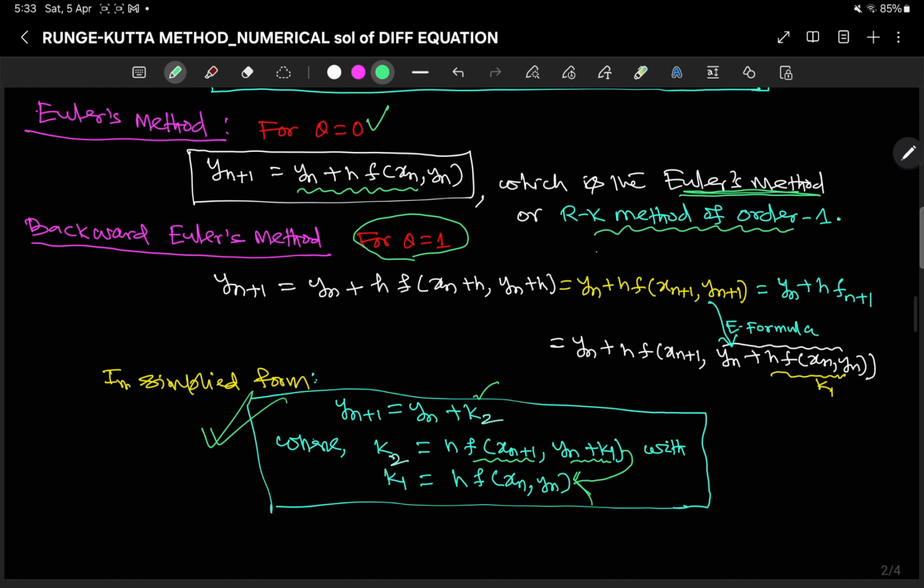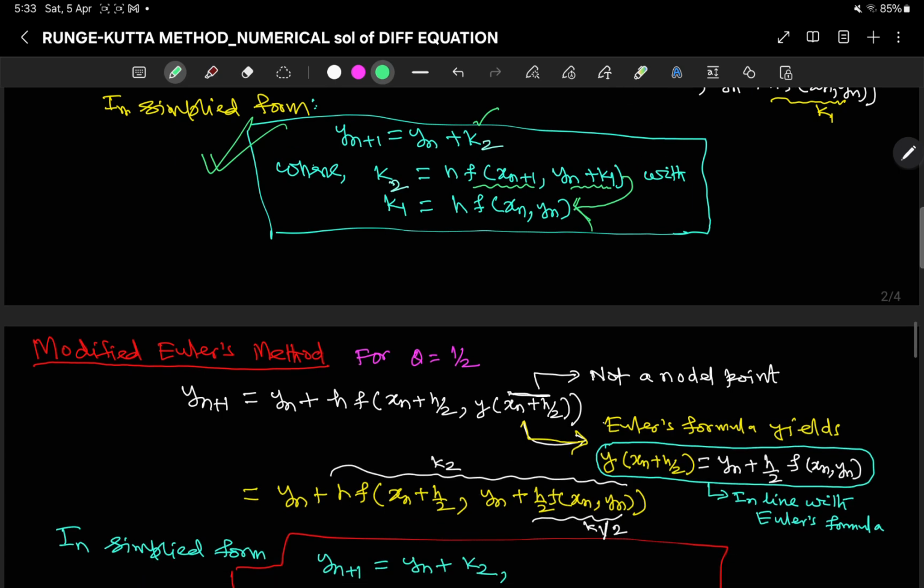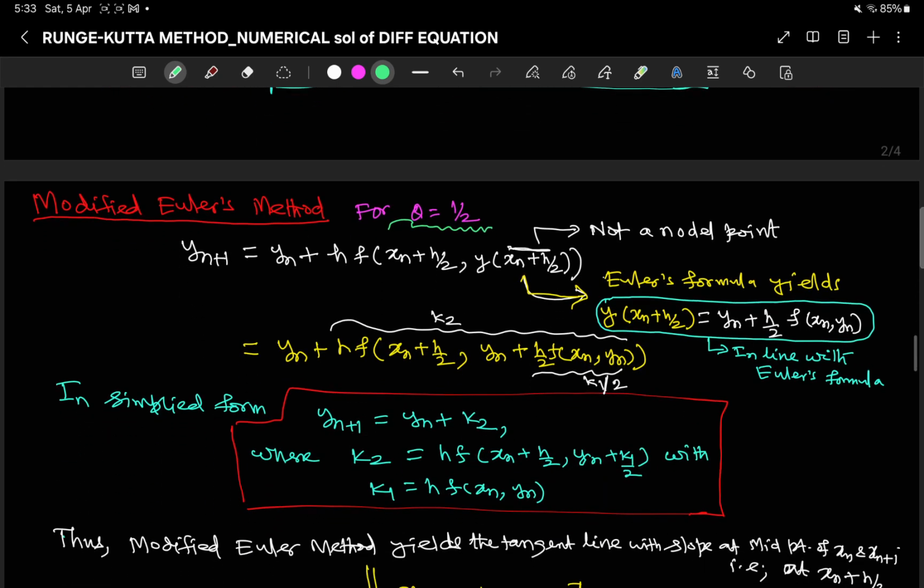This k1 is obtained with this formula. Now coming to the modified Euler's method, if I substitute theta equal to half, then we get the modified Euler's method, as I pointed out, taking the slope at the midpoint of the interval. This modified Euler method is given by the formula we also discussed in the previous lecture: yn plus 1 is yn plus k2, where k2 is h f(xn incremented by h by 2 and yn incremented by k1 by 2), and this k1 can be obtained by h f(xn, yn).